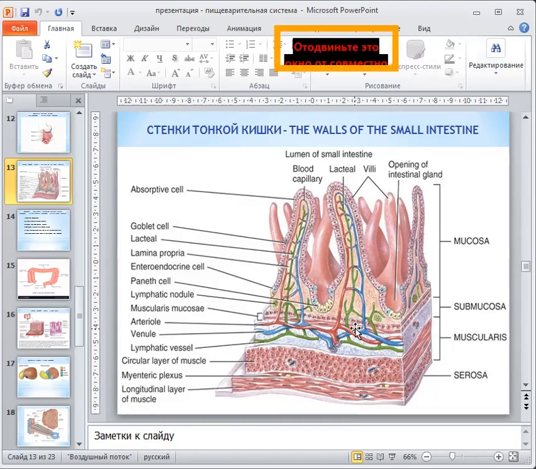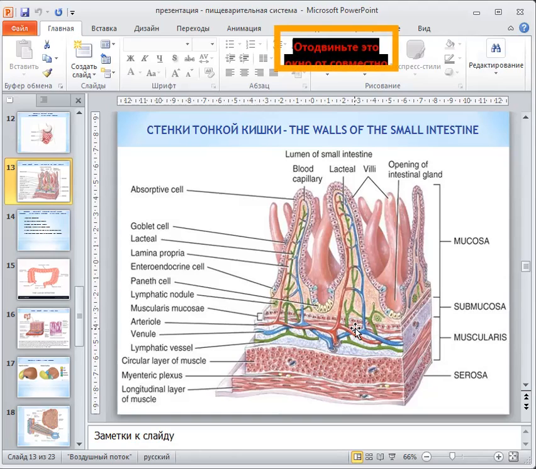The second structure, microvilli, which secrete enzymes. Microvilli function is participation in membrane digestion. The third structures, circular and longitudinal creases. Fourth structure, numerous small simple tubular glands. It produces intestinal juice.